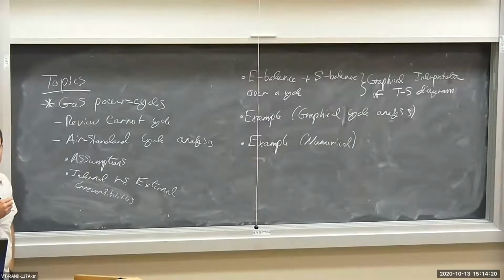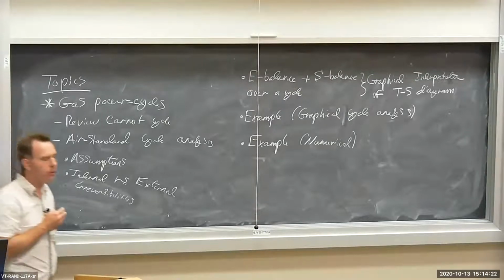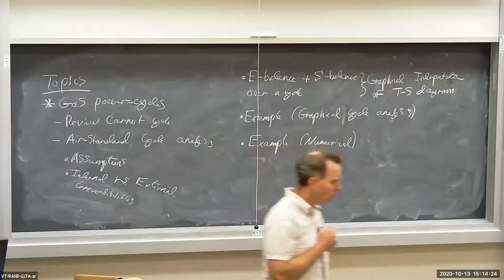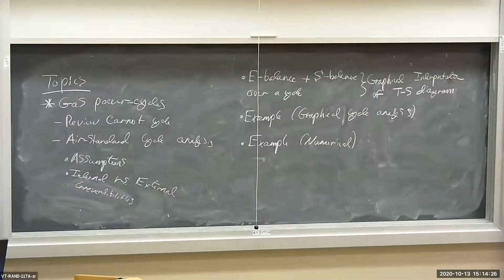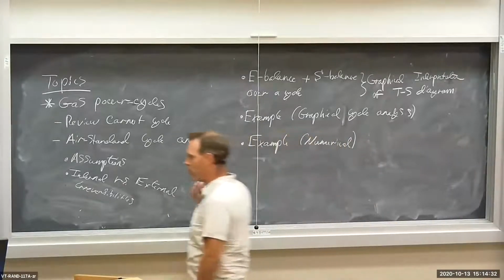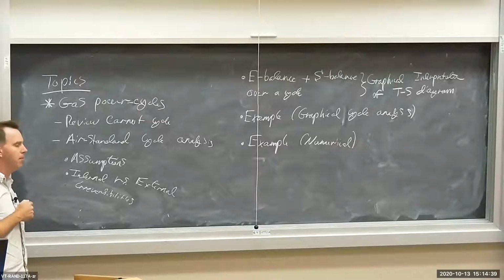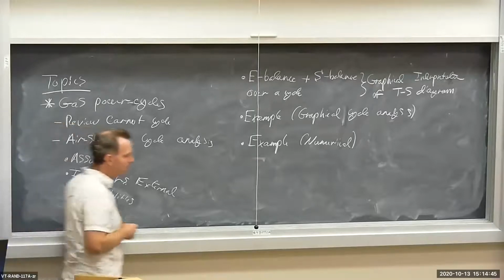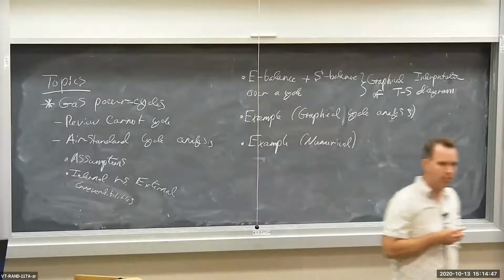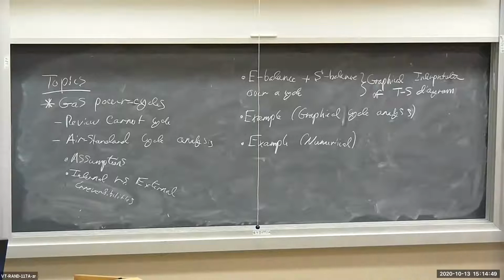There's a lot of things going on in a physical work-producing device, but we can get a lot of analytical mileage out of the work that we do on the blackboard by making some simplifying assumptions. So there's a bunch of simplifying assumptions we're going to make for this air standard cycle analysis. We're also going to investigate the implication of internal versus external irreversibilities.